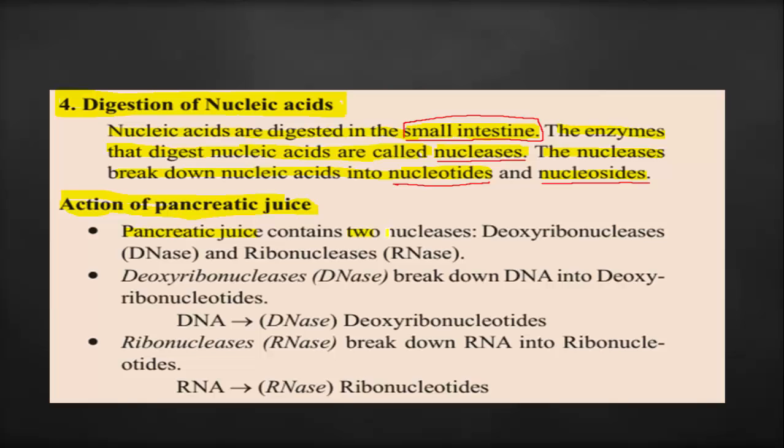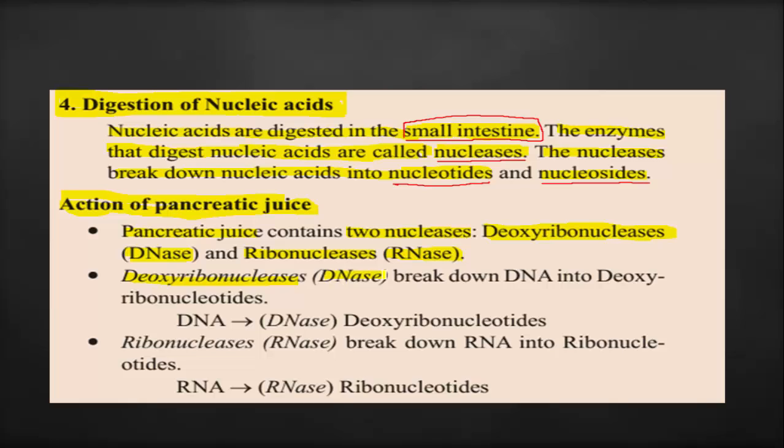Pancreatic juice contains two nucleases. In the pancreatic juice, the two nucleic acid digesting enzymes are present. One is DNase, expansion deoxyribonuclease. The suffix ase is the indication of enzyme. Then ribonuclease, RNase. These are the enzymes which act on the ribonucleic acid, that is RNA.